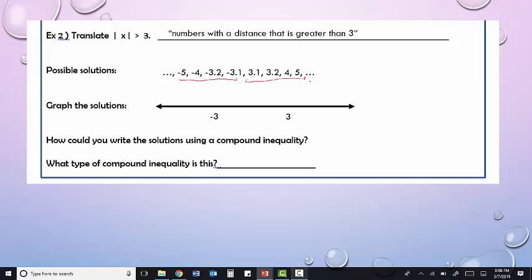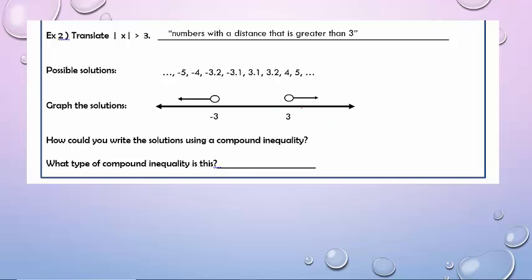So once again, the way that we're going to show this, because there's infinite possible answers for this problem, is we're definitely not going to include the number 3 because it's not inclusive. We want numbers strictly less than negative 3 or more than 3. All of these numbers are more than 3 spaces from 0, have a distance of greater than 3.